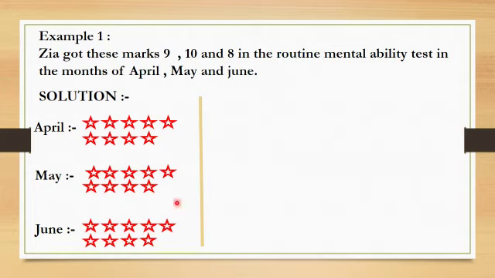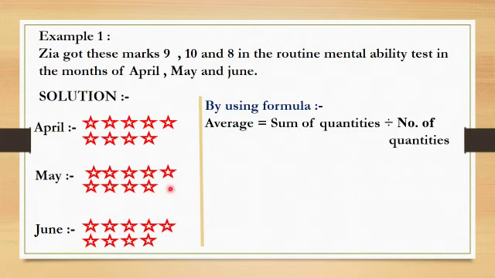Now, the teacher also says that every time we cannot depend on this pictorial representation. So, to find the average, we can use the formula. The formula to find the average is equal to sum of quantities divided by number of quantities. Here, the quantities means the marks Zia has scored in each month. So we have to find the sum of quantities first.